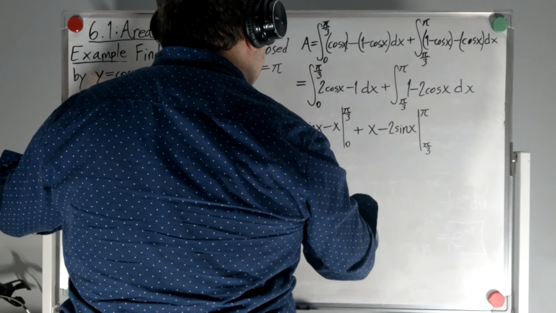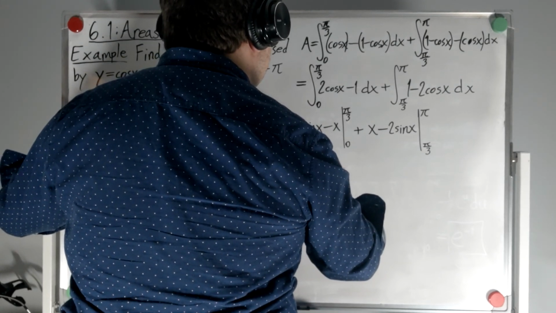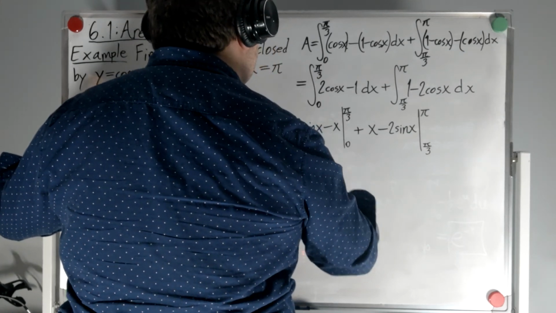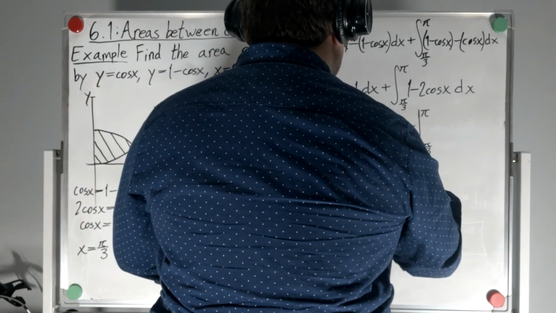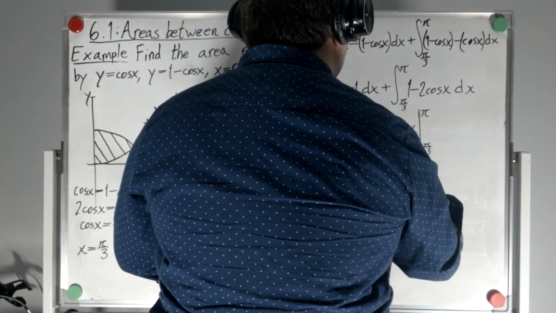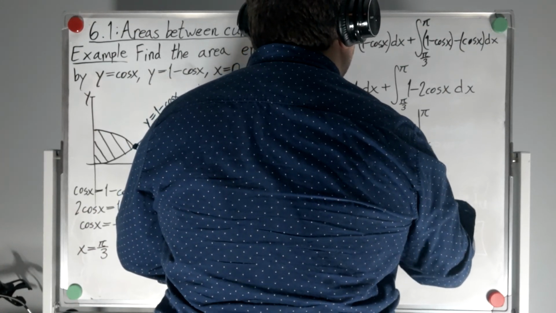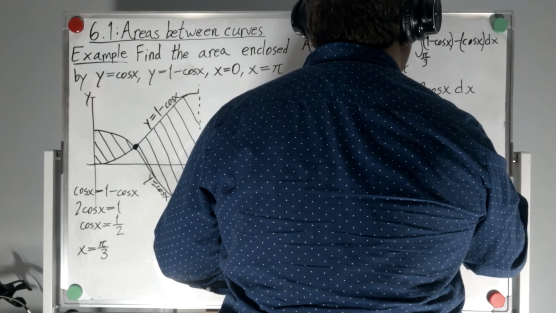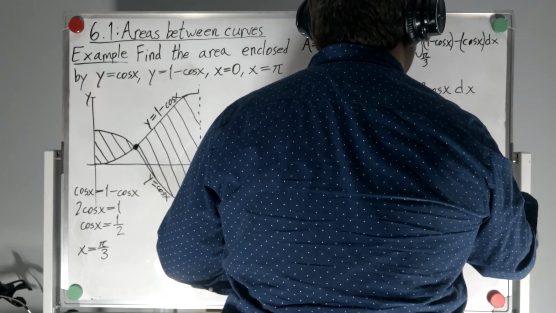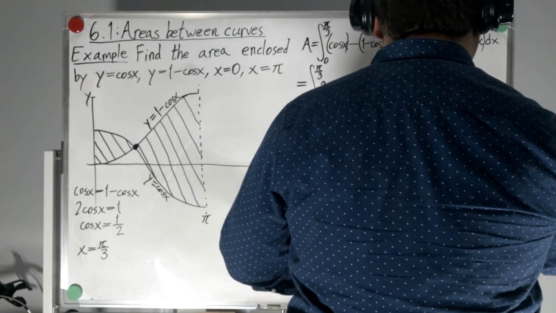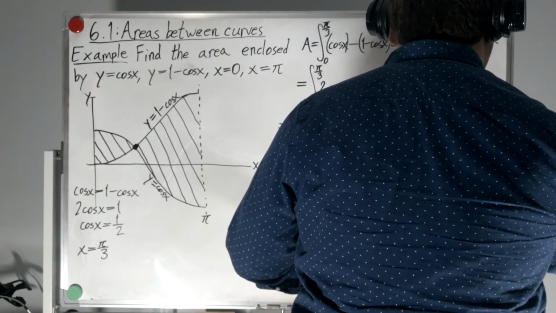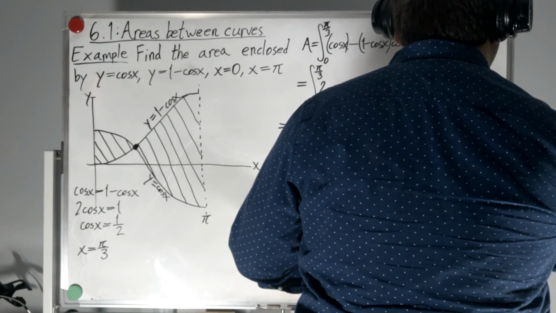This becomes 2 sine of pi over 3 minus pi over 3 minus 2 sine of 0 minus 0. Add to this pi minus 2 times the sine of pi minus pi over 3 minus 2 times the sine of pi over 3.